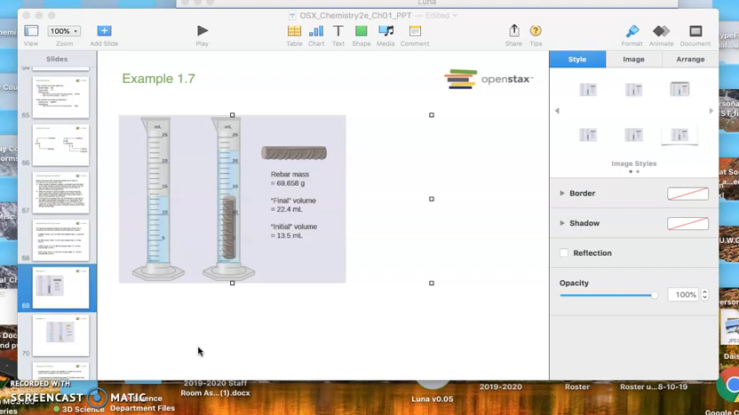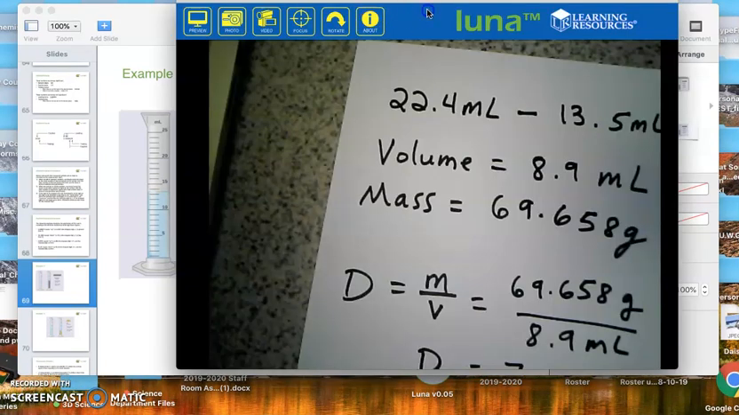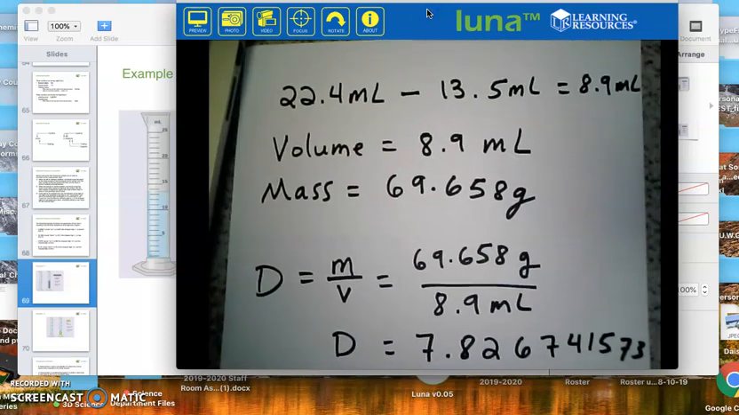So the way we would treat this is we would take the difference between the final and the initial volume to figure out the volume of the irregular object. And then once we do that, we have the mass and the volume. All we have to do is divide. Here I've taken the final minus the initial volume to get a total volume of 8.9 milliliters. That's the volume of the irregular object, the rebar.